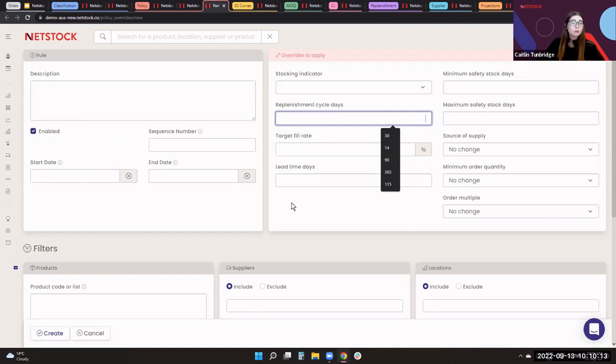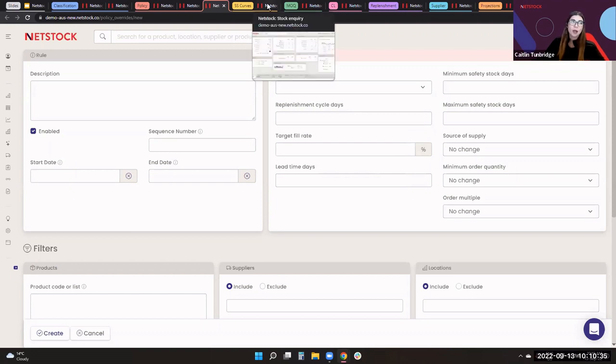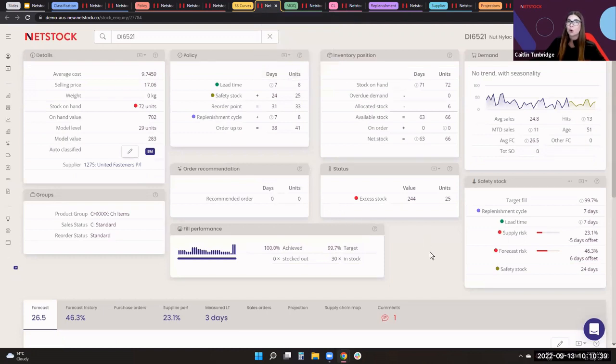So policy overrides are really powerful and really useful when it comes to tailoring your policy to things like events that you know will happen in the future, or particular groups or vendors that you order from where you want to change things like replenishment cycles, lead times, or even target fill rates. So now let's take a look at some of these features when it comes to looking at the individual item and how these decisions will impact your spend and also your inventory holding when it comes to changing your buying patterns and holding the optimum level of stock.